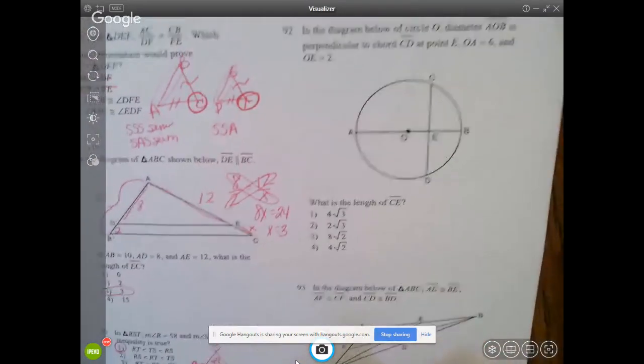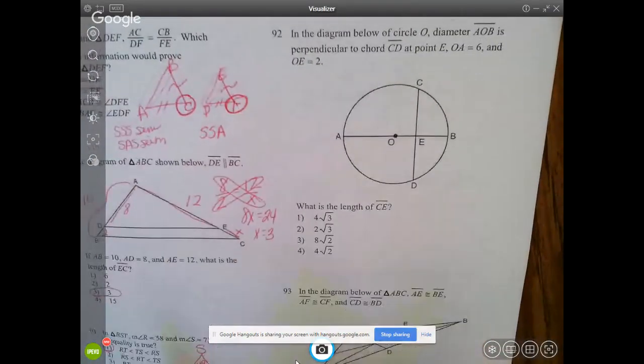Thank you, guys. In the diagram below of circle O, closest to the microphone, stop talking, both of you.